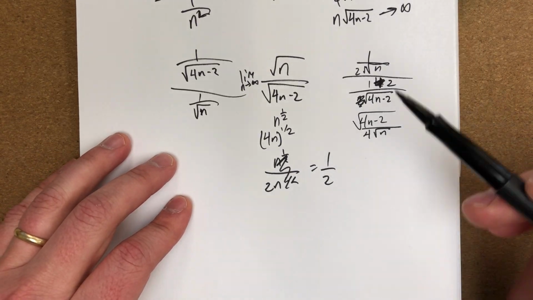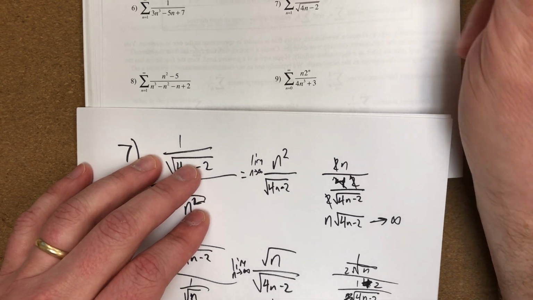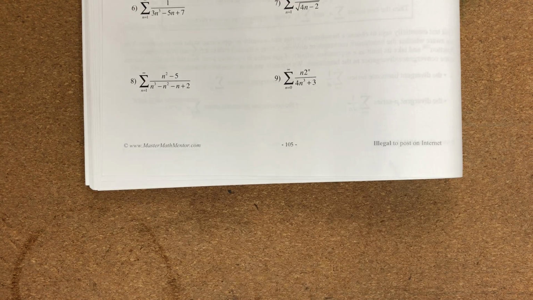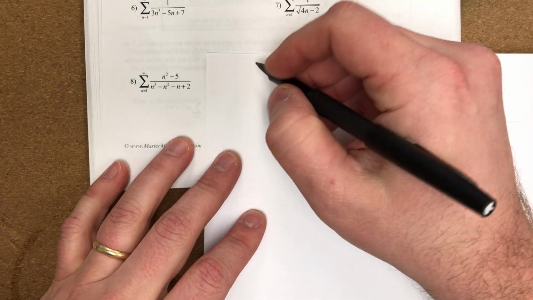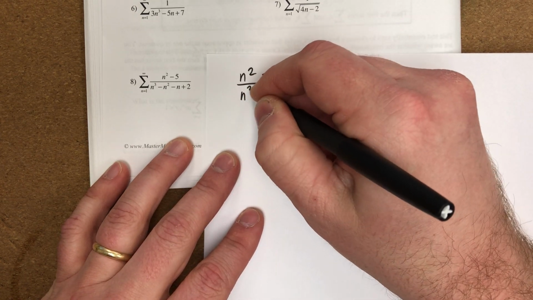So since this works, then we know that this and 1 over root n do the same thing. 1 over root n is divergent. This is divergent. All right, let's look at 8. So I'm actually, okay. It might surprise you.